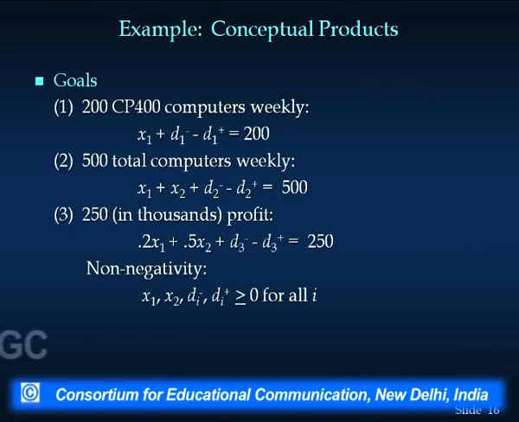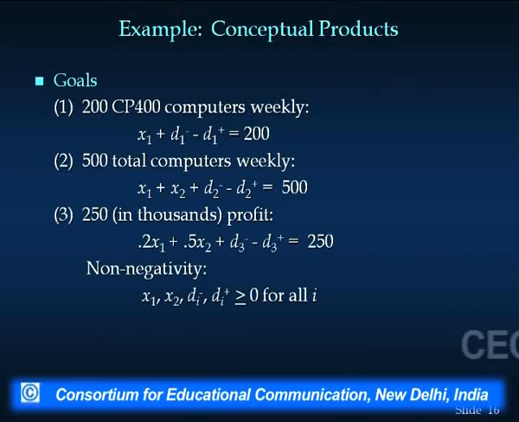Now the third priority, 250 in thousands, the profit, because 200 is the profit on x1, 500 is the profit on x2. So viewers can now form the third equation on their own. Yes, the equation is now 0.2 x1 plus 0.5 x2 plus d3 minus d3 plus equal to 250. And these three goals, these three priorities and these three equations.